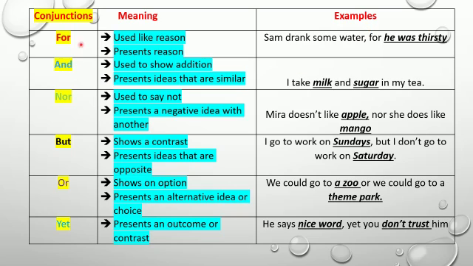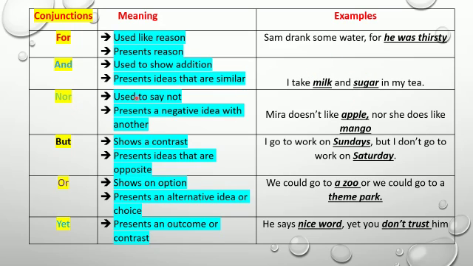And, where should we use and? It is used to show addition, to present ideas that are similar. Example: I take milk and sugar in my tea. So, milk and sugar, we are adding milk and sugar in the tea. That's why we are using and here. When addition is there, we will use and.